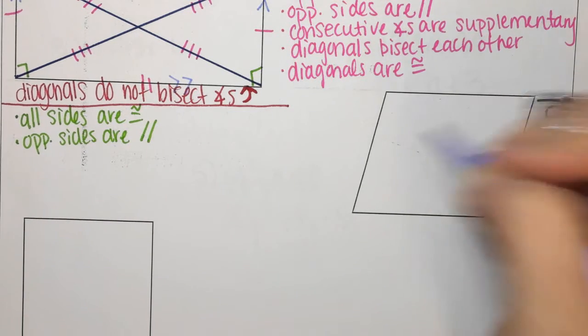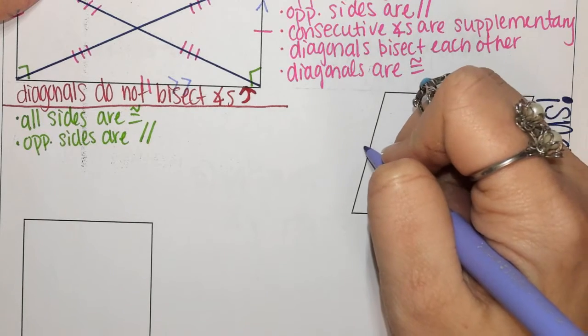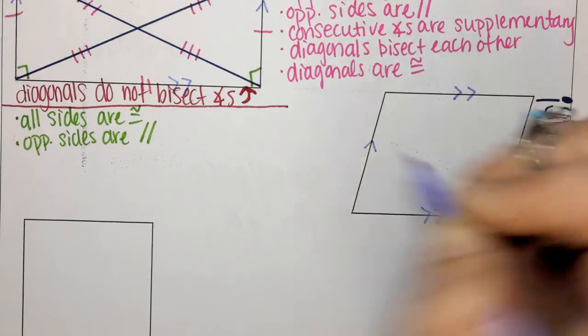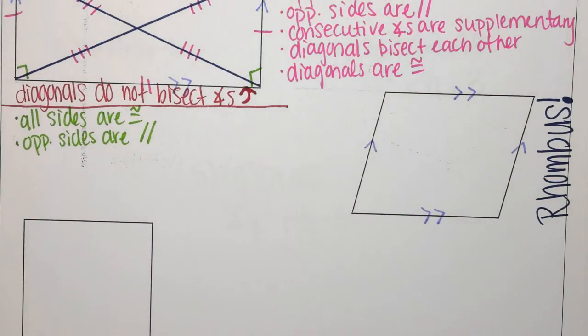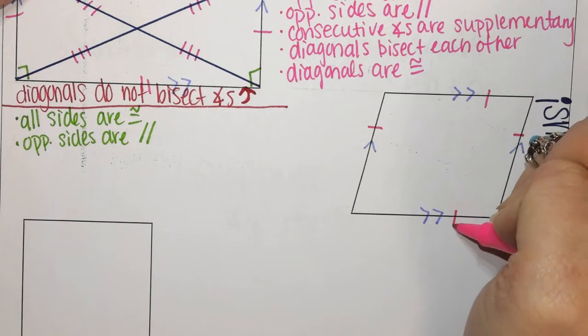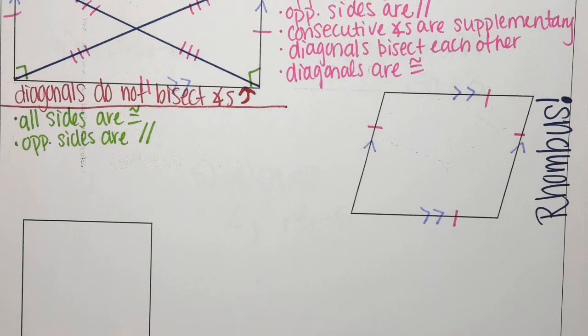Now, if they're parallel, what symbol do we use? The arrows. And if they're congruent, what symbol do we use? Tickies. And we should put one ticky on all of them because they are all congruent. Now, can someone tell me something about opposite angles? They're congruent.